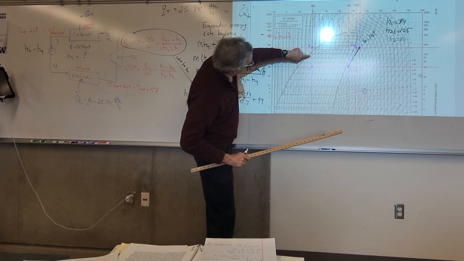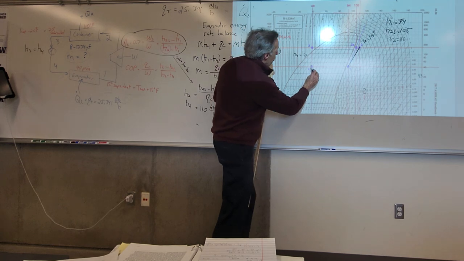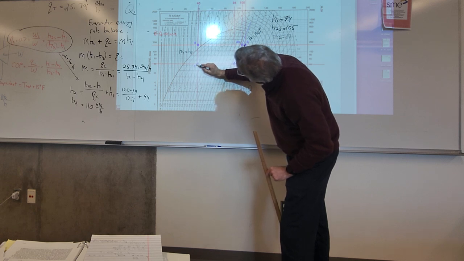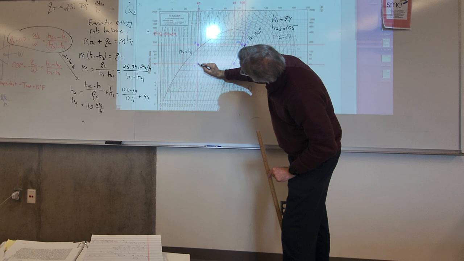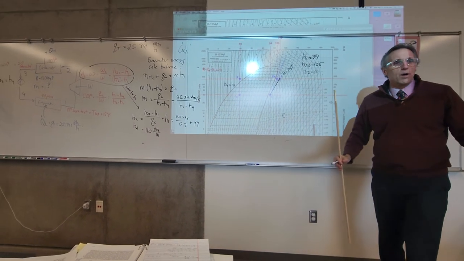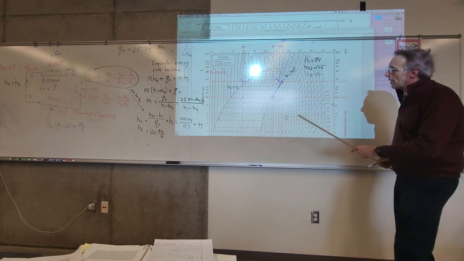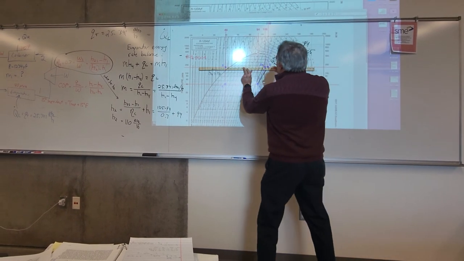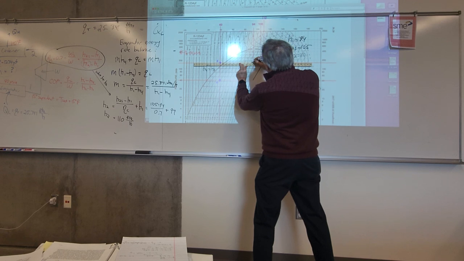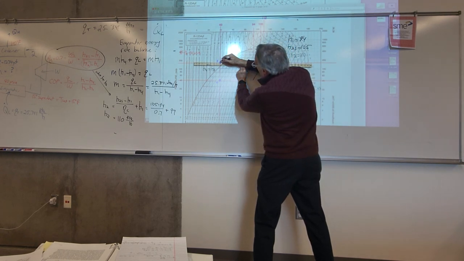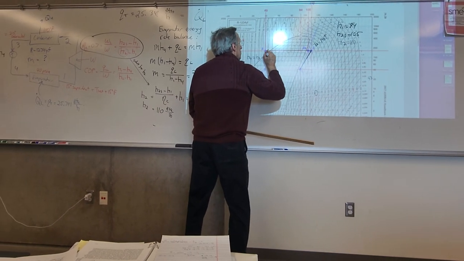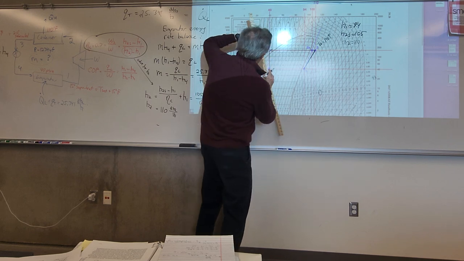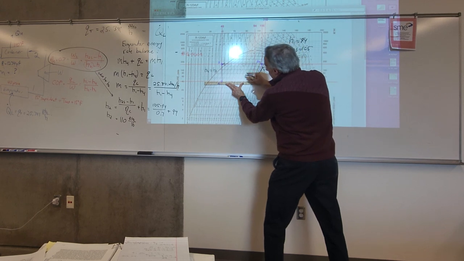And that brings us to a quality of about 0.28, 0.29, close to 0.3, which is about where we would expect to see the quality going into our evaporator. Okay, so we now complete our diagram here. So 2 to 3, and 3 to 4, and then 4 to 1.